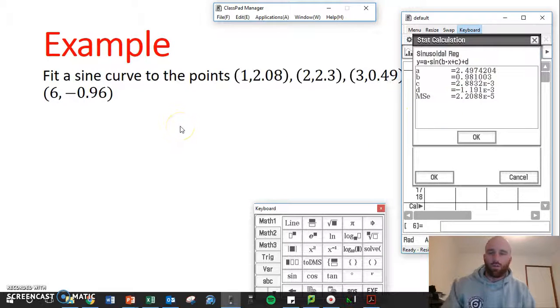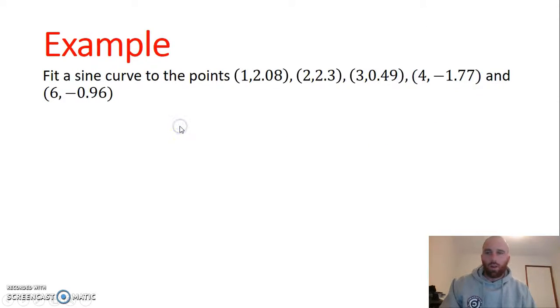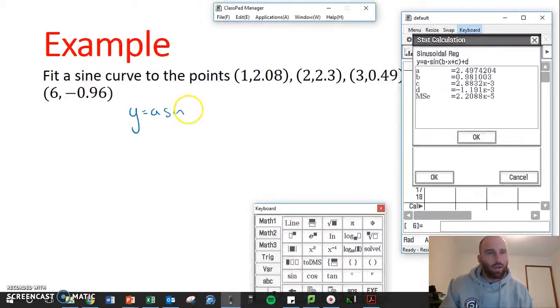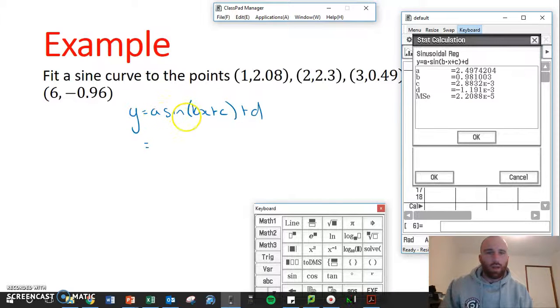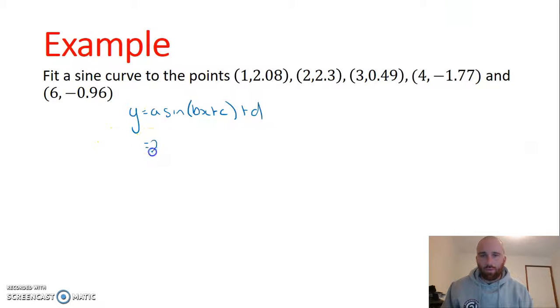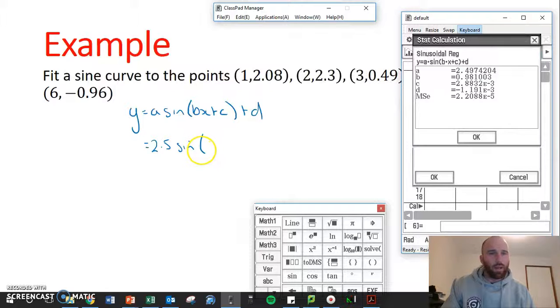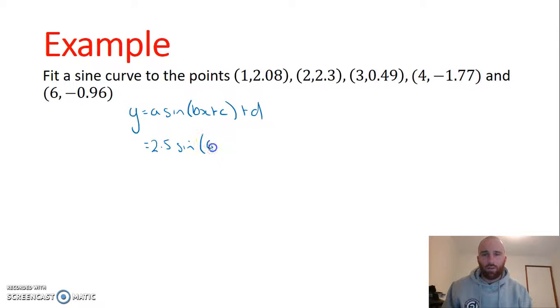So, okay, what I'm going to do is start to copy that down. So across here, I've got y equals a sine bx plus c plus d. Okay, we're going to enter those values. So my value of a, I'm just going to round this off to 2 decimal points. So 2.5, so that becomes 2.5 sine, open bracket, 0.98, so 0.98x plus.